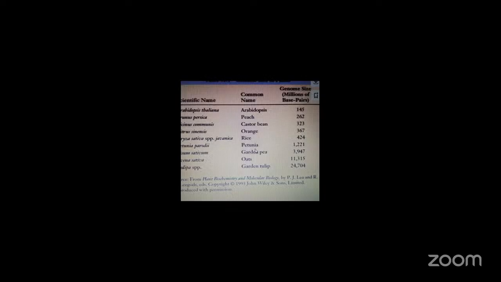The presence of repetitive DNA can vastly increase the size of the plant genome, making it difficult to find and characterize individual single copy genes. A variety of mechanisms can account for the presence of highly repetitive DNA sequences in the plant genome.